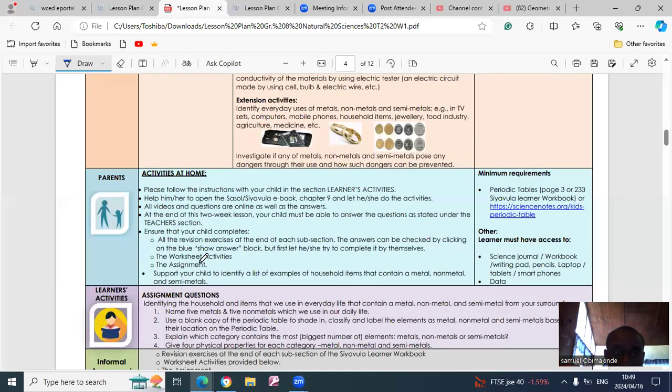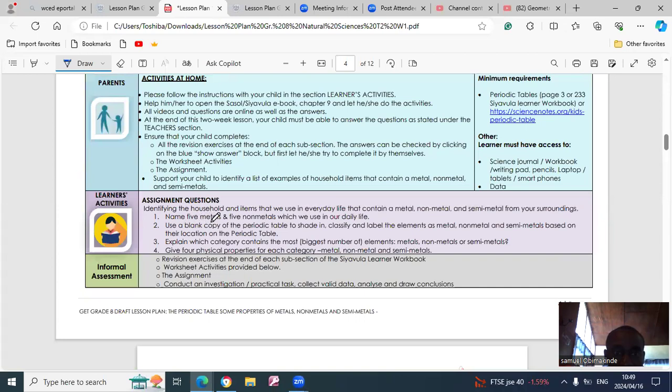So yeah, so this is the assignment. Name 5 metals and 5 non-metals which we use in our daily lives. Right? So substances that are made of metals. For example, you will think of your spoon, the spoon you use at home, the pot you use to cook is made of metal. The coin that you spend is made of metal. Even your laptop charger, the cable is made of metal, and so on.